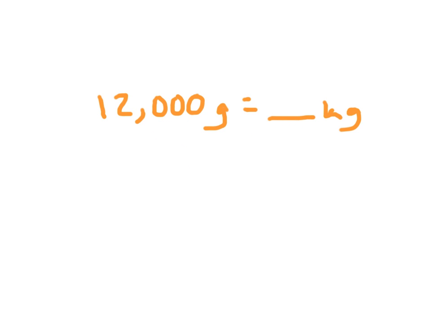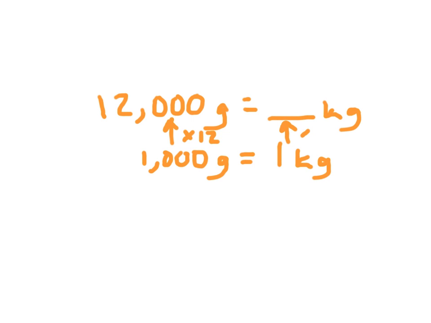And one other example with mass, 12,000 grams equaling how many kilograms? We know that 1,000 grams equals 1 kilogram. And then to get from 1 to 12, we multiply by 12. And so 1 times 12 is 12. Read this whole thing with me. 12,000 grams equals 12 kilograms.